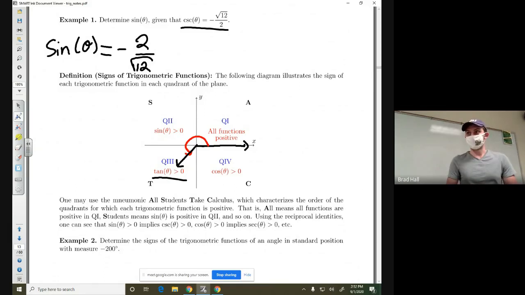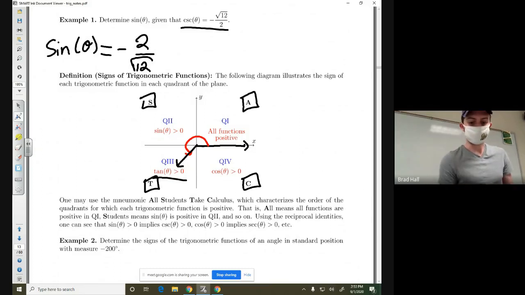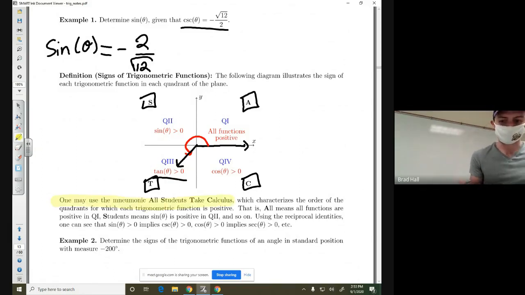And since tangent and cotangent are reciprocals, if tangent's positive, then cotangent has to be positive. So this tells us definitively that if we know where an angle lands, which quadrant, then we know what the sign of the output will be. And a general memorization technique, all students take calculus. As I mentioned down here, one may use the mnemonic all students take calculus, which characterizes the order of the quadrants for which each trigonometric function is positive.